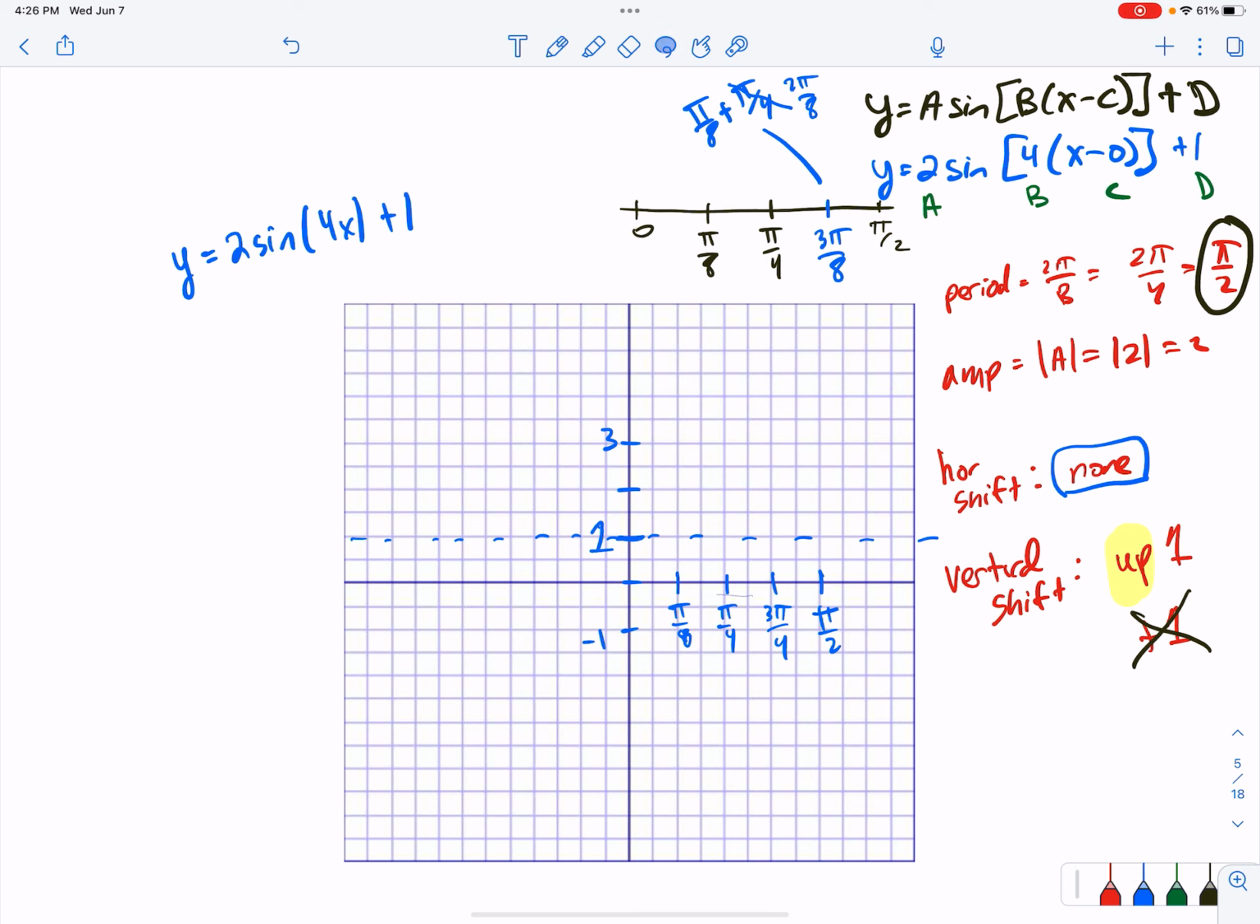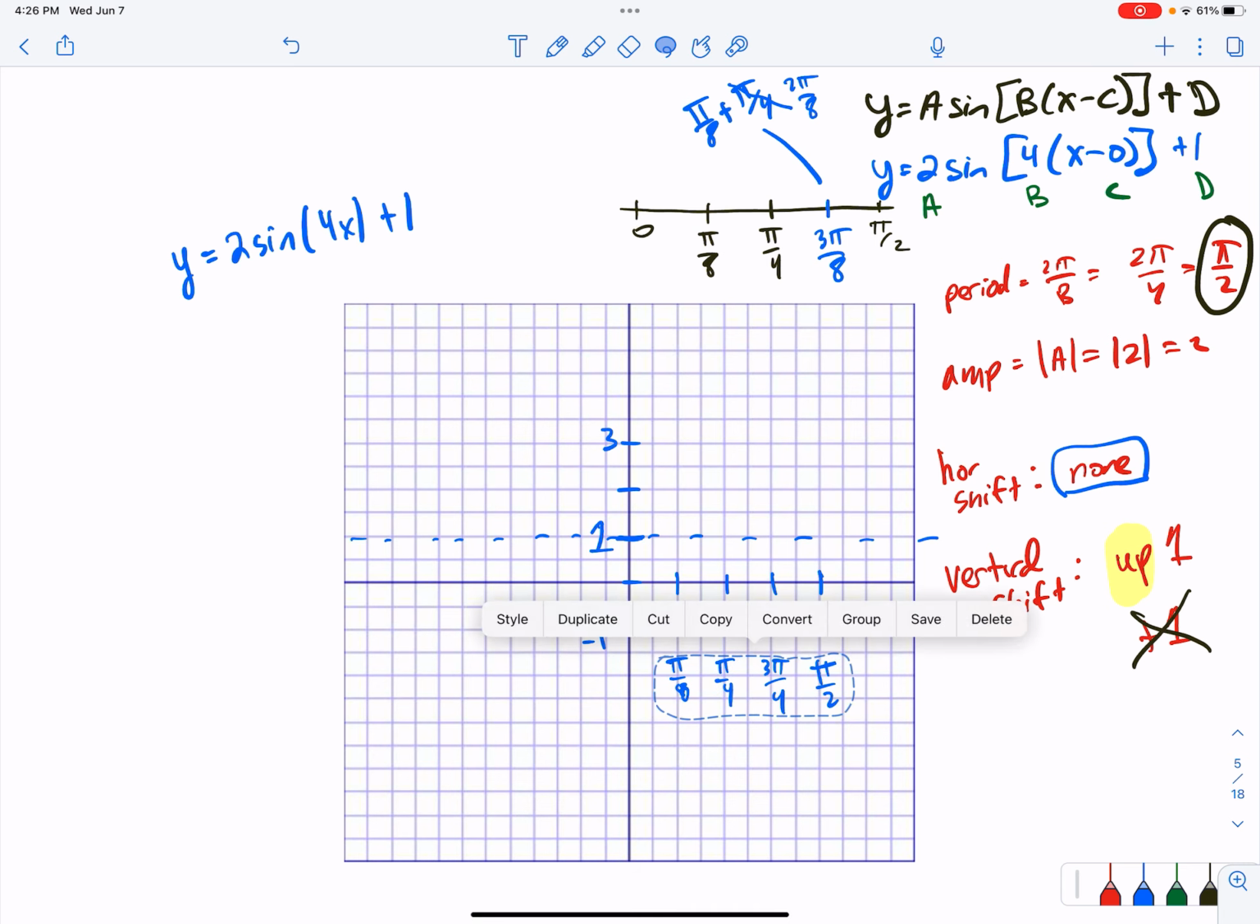And I'm going to move these. No, I don't want to move those tick marks. Let's see here. Okay, just so that's not interfering with the graph.